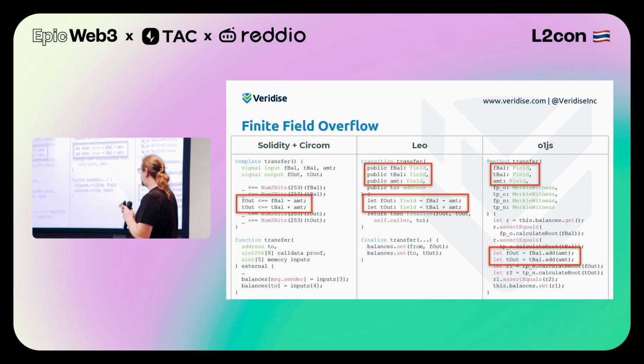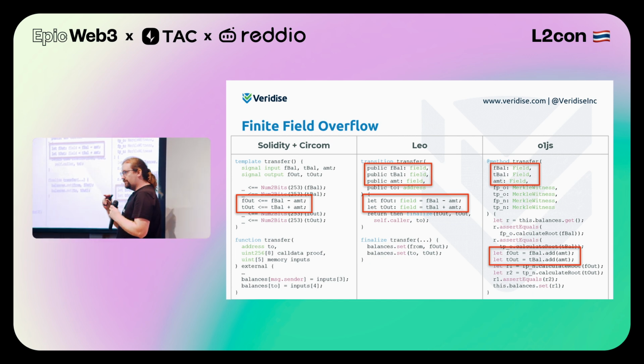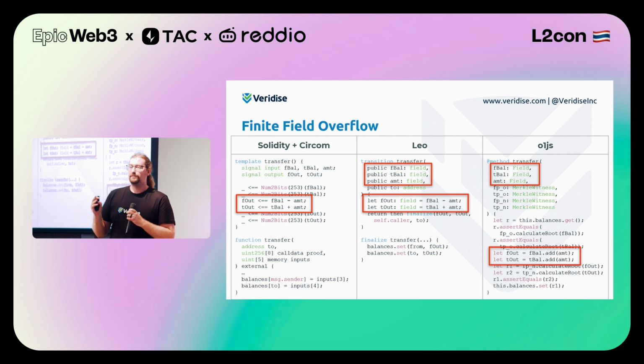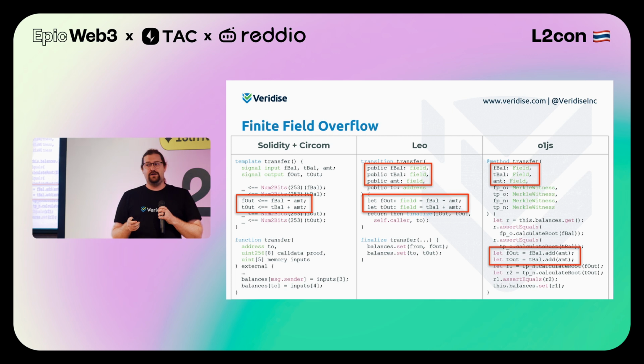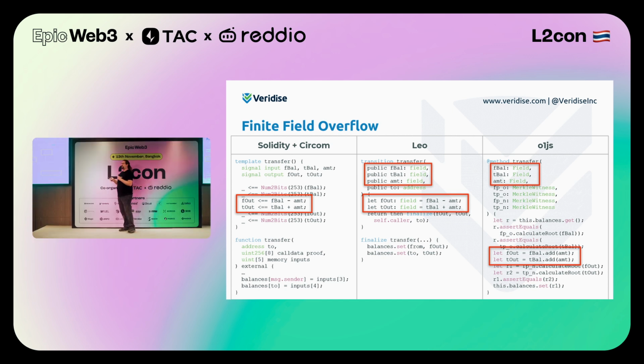Now, this is even with proper validation of those input values. And so people have to be careful about this when they're operating over finite fields, because even in languages that provide integers, this is unexpected behavior because the finite field operations differ from the integer operations.